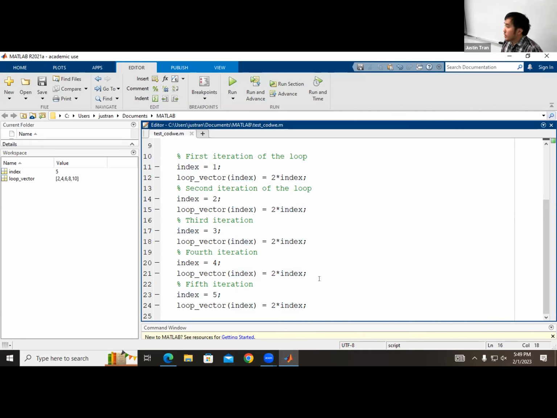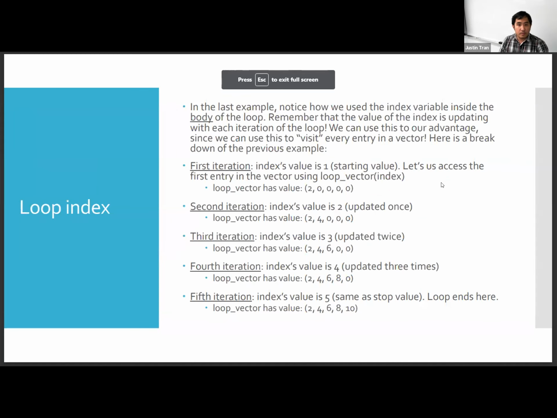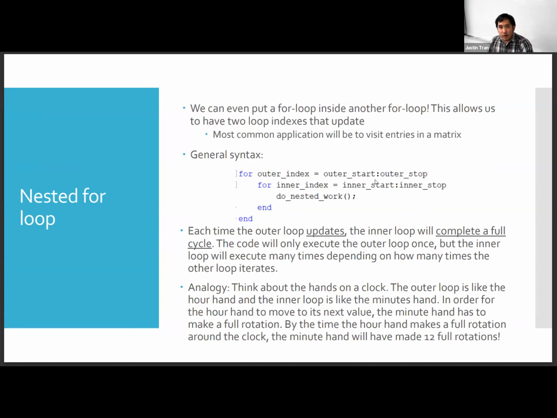Any questions on this? So let's come back to the slides. This is just a text version of what's going on in the loop. We just went over this by hand. Next, let's talk about nested for loops.